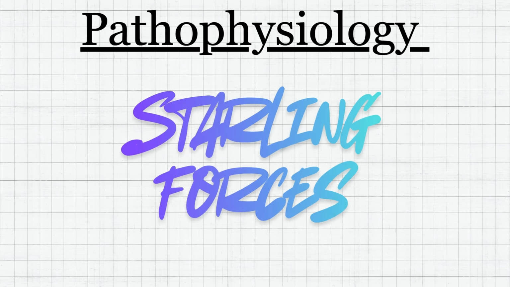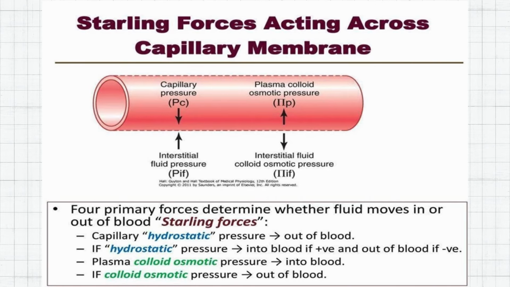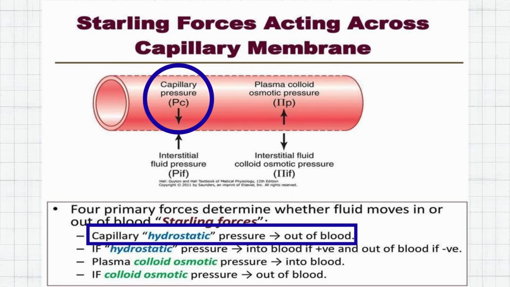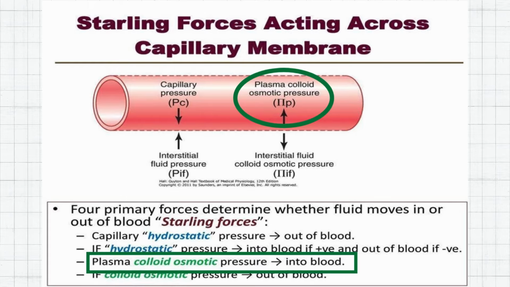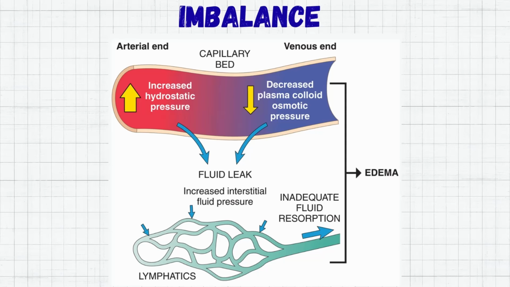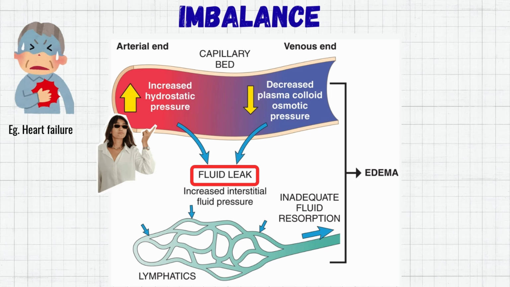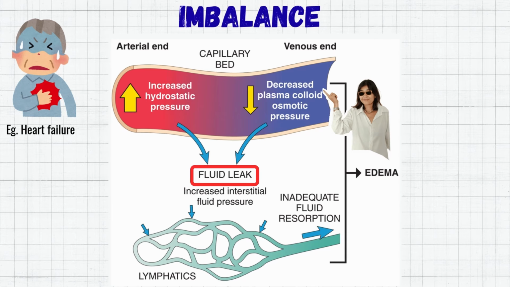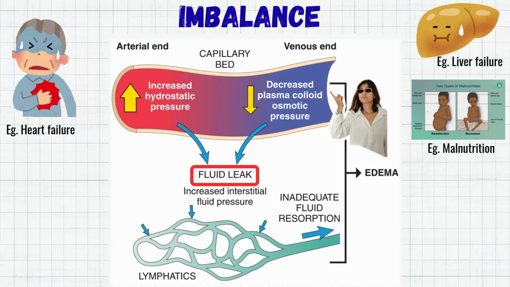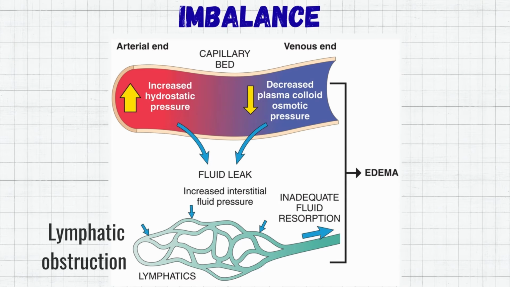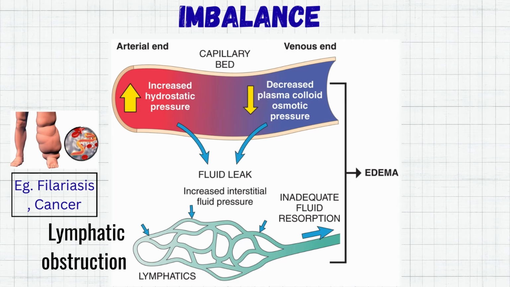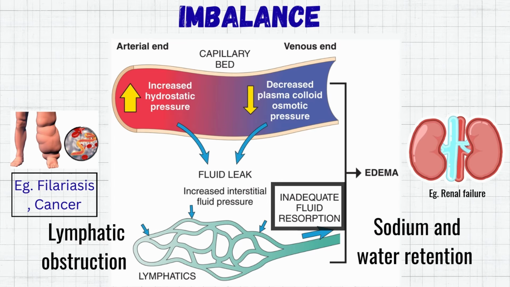Pathophysiology, the Starling forces. Normally, fluid movement is governed by the Starling law. Hydrostatic pressure, or capillary pressure, pushes fluid out, like water pressure in a hose. Colloid osmotic pressure pulls fluid in, exerted by plasma proteins, mainly albumin. The imbalance: edema happens if hydrostatic pressure is too high, for example in heart failure; if osmotic pressure is too low, for example in liver failure, malnutrition, nephrotic syndrome; with lymphatic obstruction, for example in filariasis or cancer; or with sodium or water retention in case of renal failure.